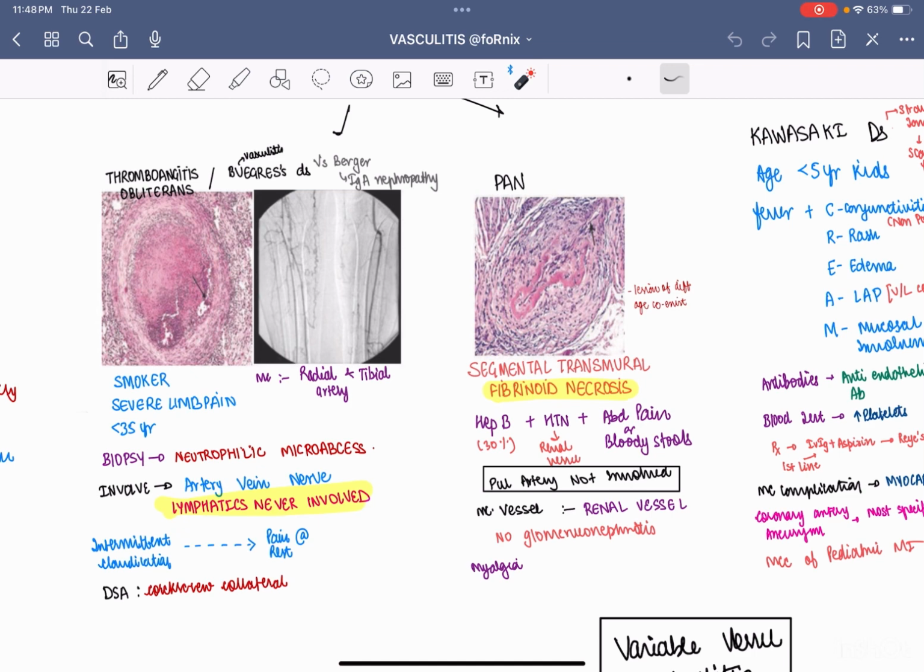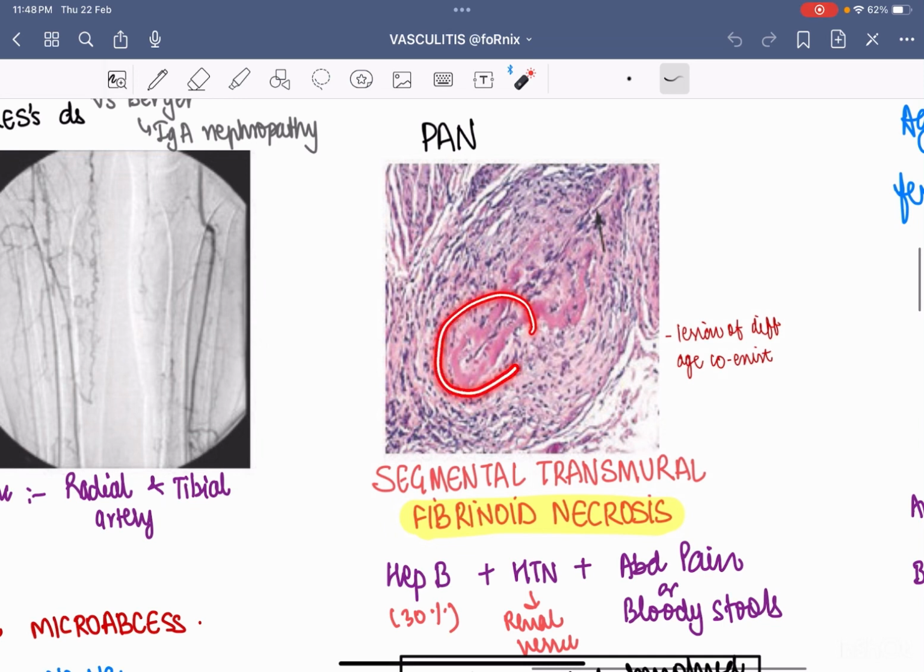The third thing is abdominal pain or bloody stools can also be seen. And we can also see myalgia in some patients. And there is a segmental transmural fibrinoid necrosis, as you all can see. And I think there may be a statement in some question that lesions of different ages can coexist in PAN.